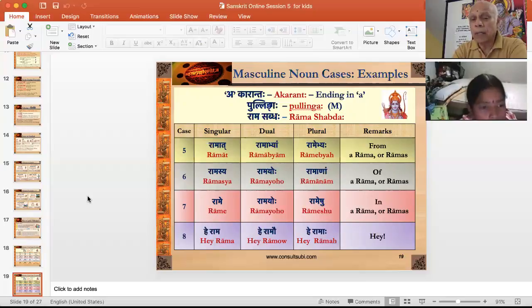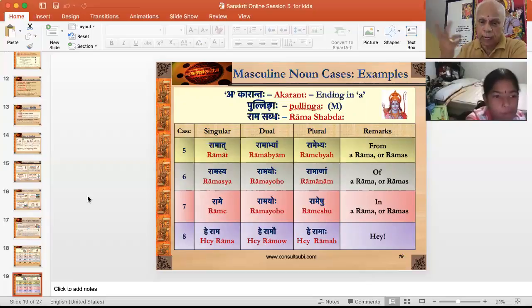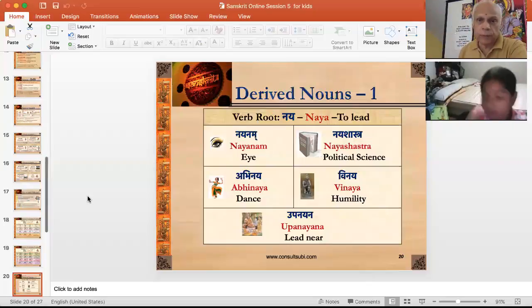Lastly, He Rama, He Ramo, He Ramaha. He Rama, He Ramau, two Ramas, He Ramaha, multiple Ramas.